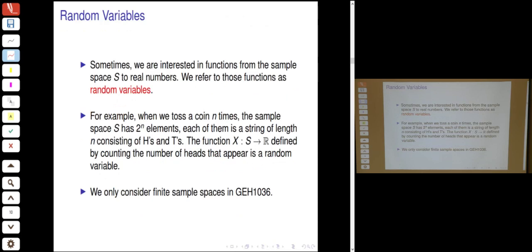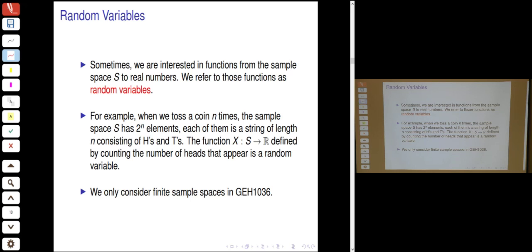So let us digress a bit to the concept of random variables. Sometimes we are interested in functions from the sample space to real numbers. Let us remind ourselves what the sample space is. The sample space is the totality of all possible outcomes of a random experiment, and we are interested in functions which depend on the outcome of the random experiment. This function is obtained in the following way: you conduct your random experiment and you get a certain outcome, and then you apply your function to that outcome.